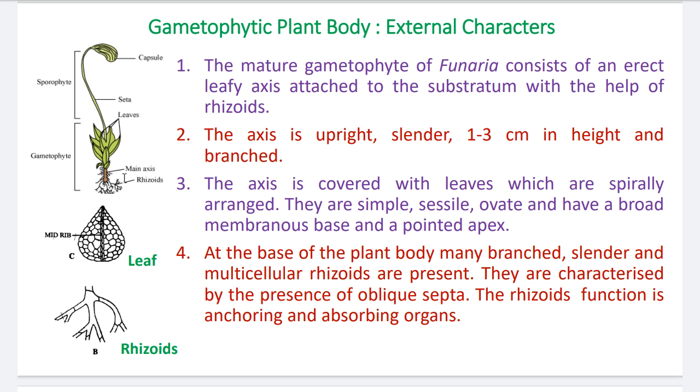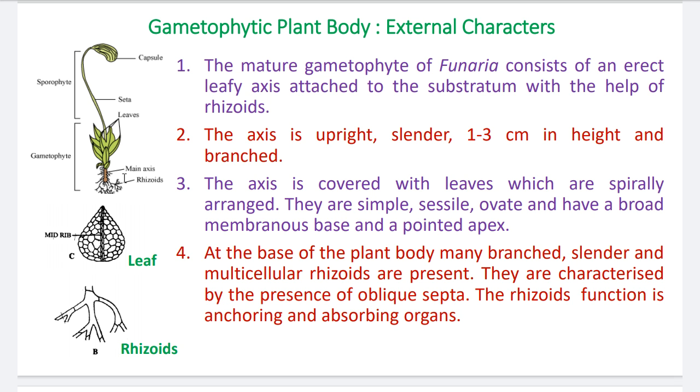Number 4, at the base of the plant body many branched, slender and multicellular rhizoids are present. They are characterized by the presence of oblique septa. The septum in the rhizoids is oblique.